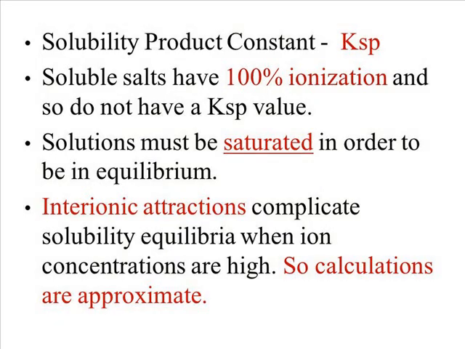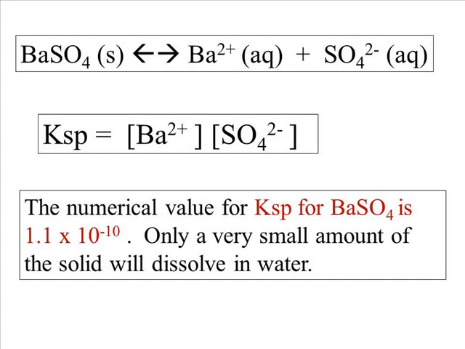Your solubility product constant, or KSP: you have no KSP values for soluble salts because they're considered to be 100% ionized. A solution has to be saturated in order to be in equilibrium. Your barium sulfate ionizing to barium 2+ and sulfate 2- has a KSP expression written as follows. And the KSP being 1.1 times 10 to the -10 indicates only a very tiny amount of the solid will form ions.